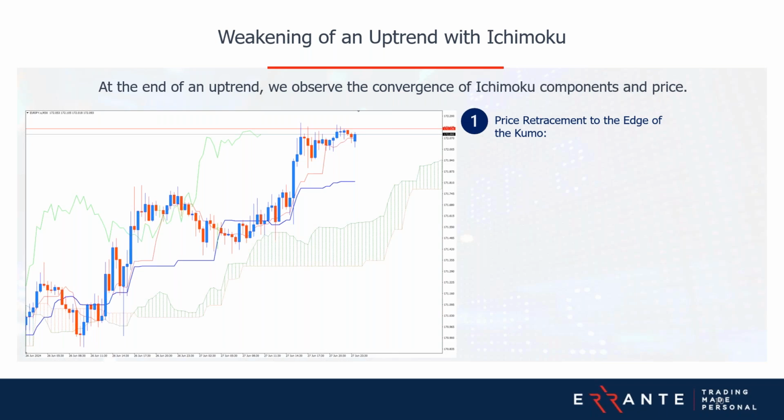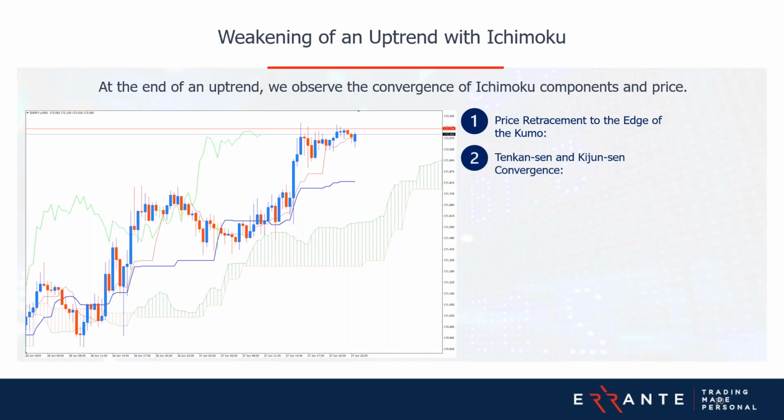First, we have the price retracement to the edge of the Kumo. When the price begins to retrace and approaches the edge of the Kumo, it indicates that the uptrend is losing strength. The Kumo acts as a support and resistance zone. As the price moves closer to the Kumo, it suggests that the buying pressure is waning and the support from the Kumo is being tested.